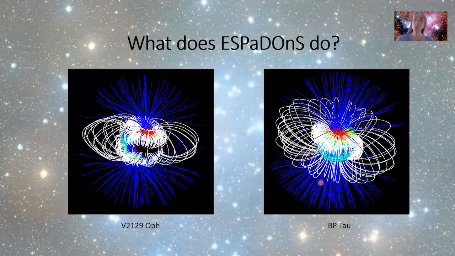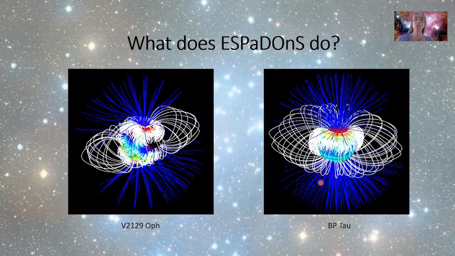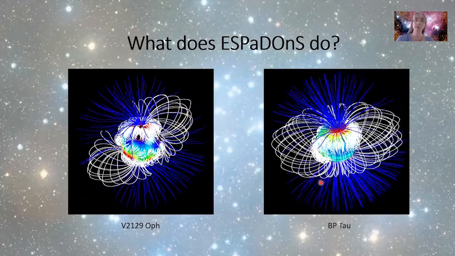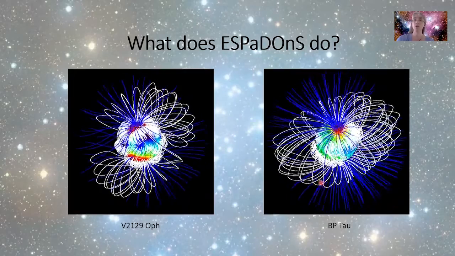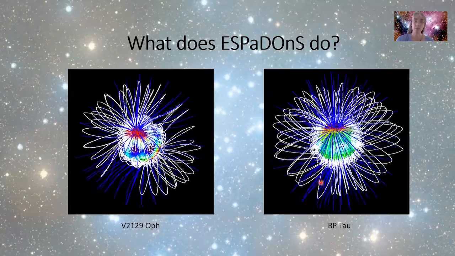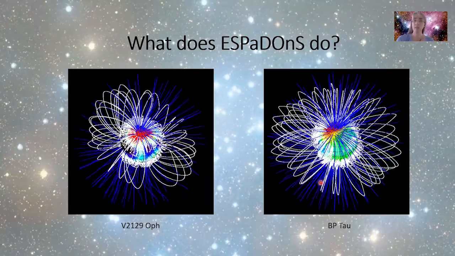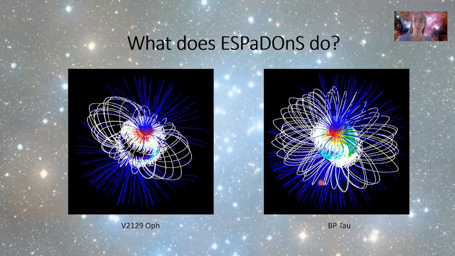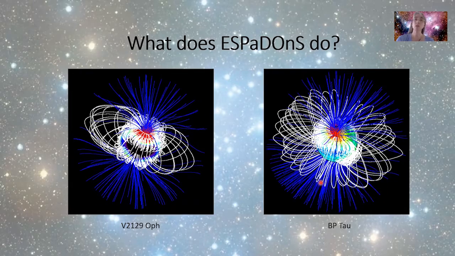We can do something similar for magnetic fields. We can figure out how many loops there are that go from one area of the star to another. And we can, in this way, figure out the configuration of a magnetic field and also the strength. That's what ESPaDOnS can do. It studies stars using rainbows.